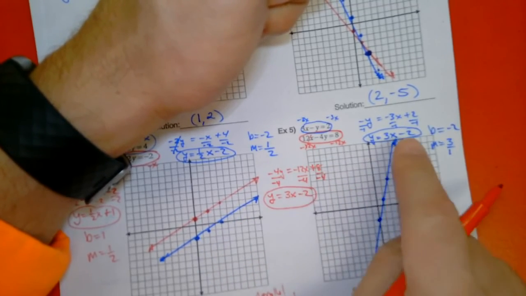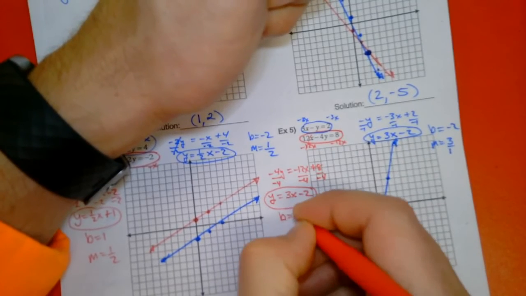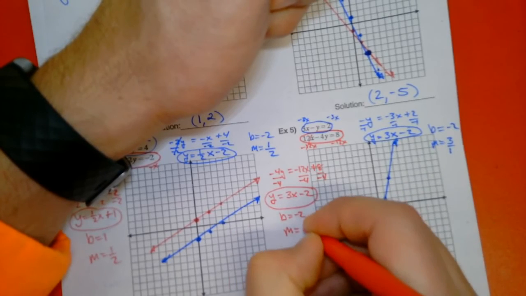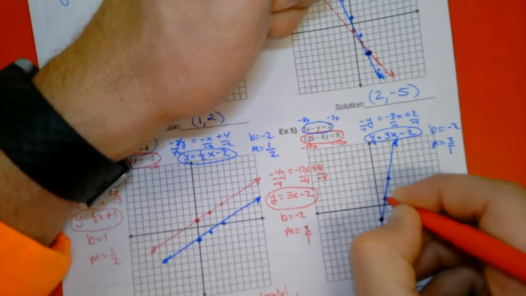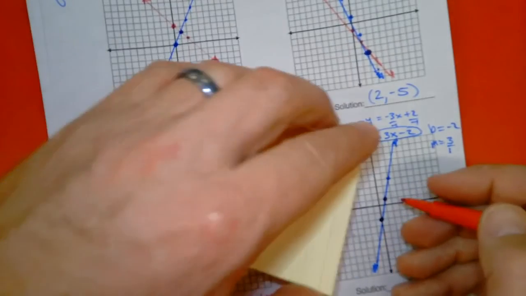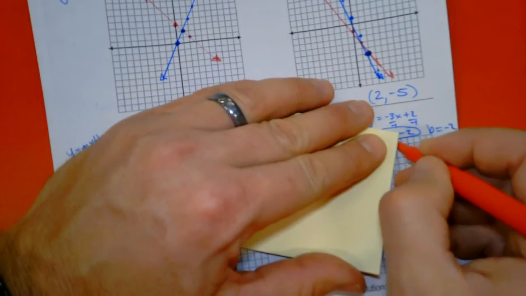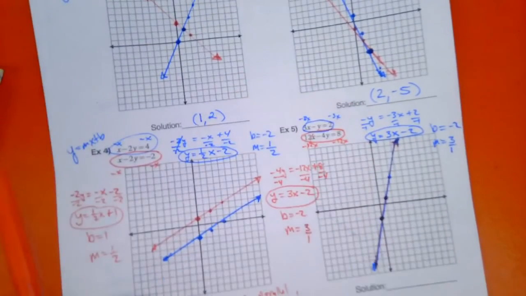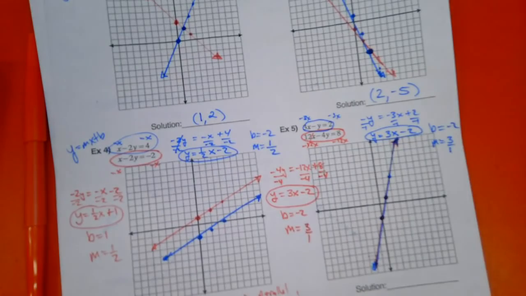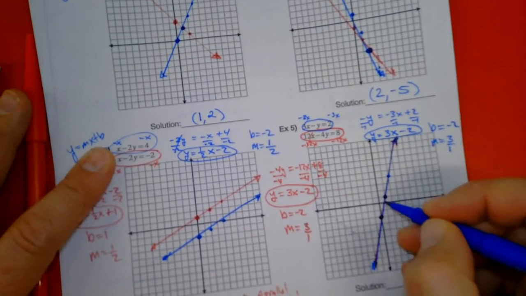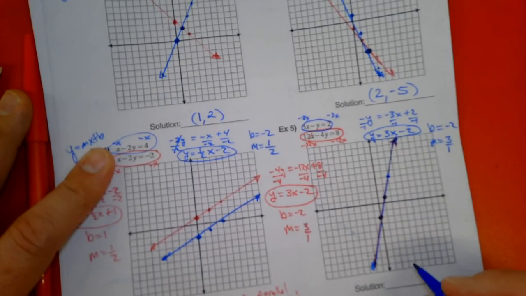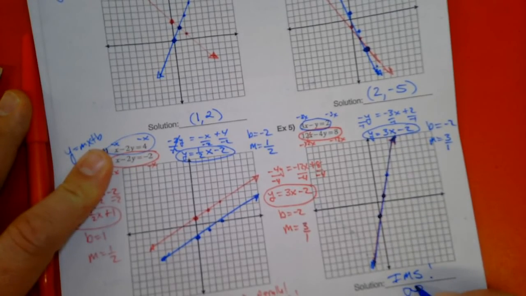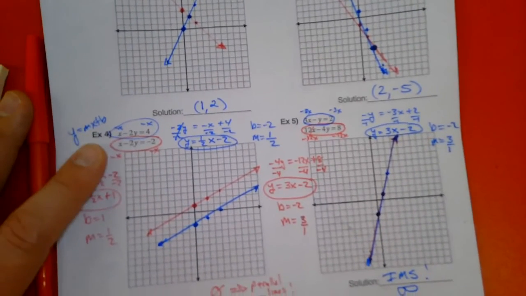I take a look and I go, oh my gosh, look at this. These are exactly the same. My b value is negative 2. My slope is 3 or 3 over 1. And I get the exact same line. So I get a line on top of the line. We call these coinciding lines. Okay. You can barely even see that red one on top. And you ask yourself, what points do they have in common? Well, they got this one and this one and this one and this one and this one and that one. There are infinitely many solutions. If you want to use the infinity sign, you can. I'll probably use IMS mostly.